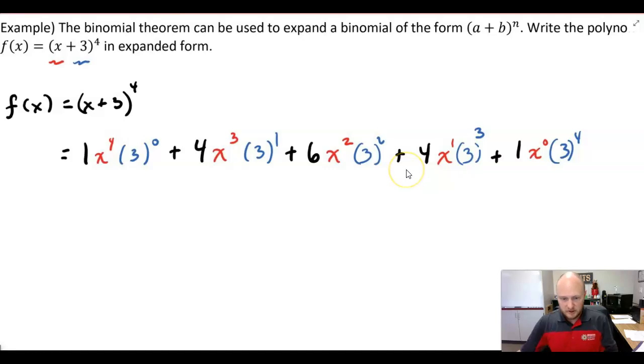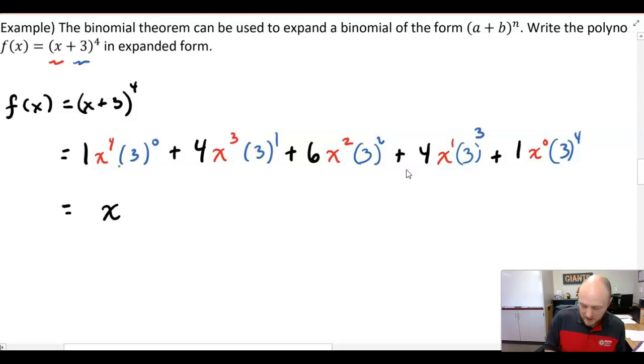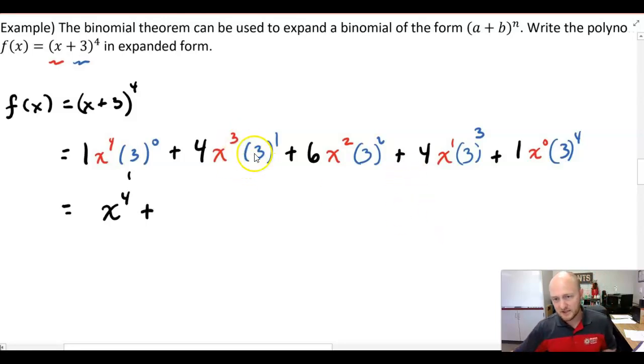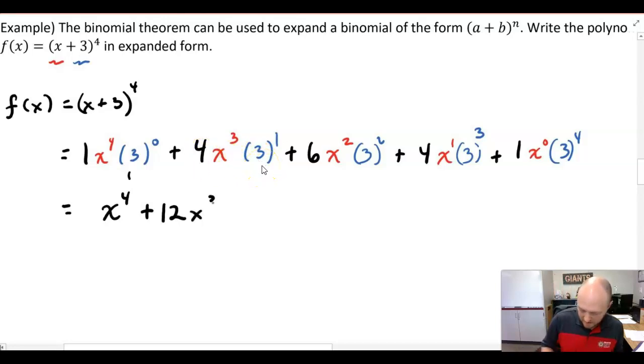All right, so this part, you're going to have some computations that you're going to have to generate. But I have 1 times x to the 4th times 3. Again, this just turns into a 1. So I have x to the power of 4 plus 4x cubed times 3. So 4 times 3 is 12. I have 12x cubed plus, now I have 6x squared times 3 squared. That's 9. So 6x squared times 9 gives us 54x squared.